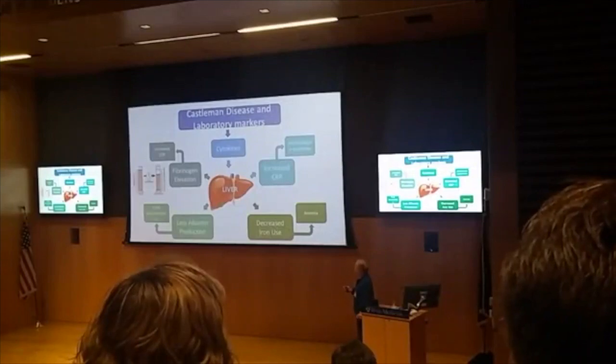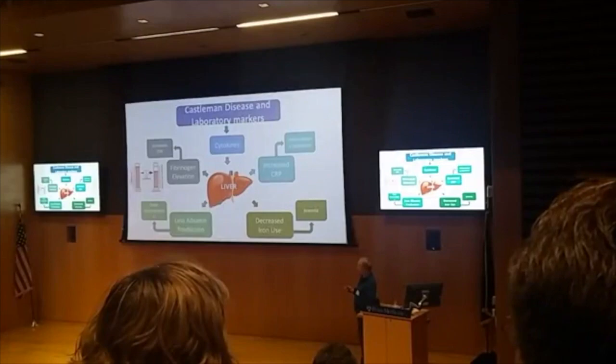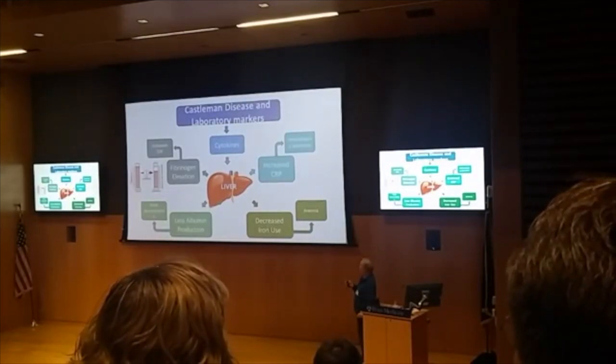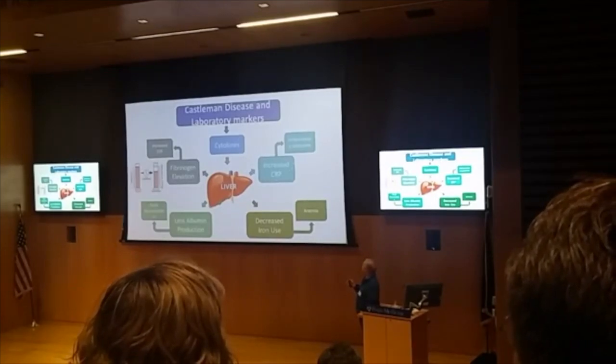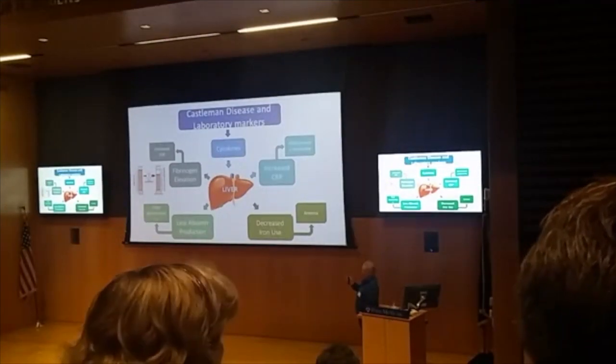Also, you can have an effect on the way you use iron. Although you have enough iron stores, you're unable to utilize them, and you become anemic. And there's something called C-reactive protein, which is produced by the liver. These cytokines induce the liver to make CRP, and this is a measurement of this inflammatory syndrome.